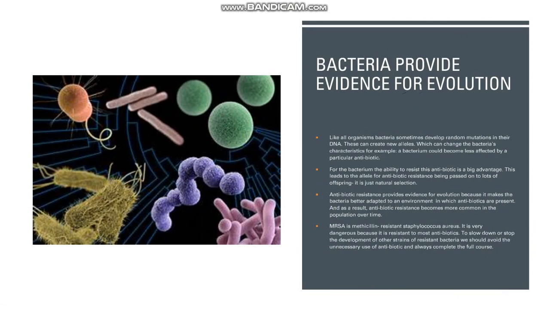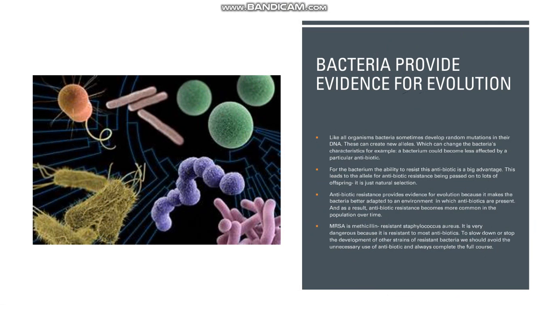Bacteria provide evidence for evolution. Like all organisms, bacteria sometimes develop random mutations in their DNA. These can create new alleles, which can change the bacteria's characteristics. For example, a bacterium could become less affected by a particular antibiotic. For the bacterium, the ability to resist this antibiotic is a big advantage. This leads to the alleles for antibiotic resistance being passed on to lots of offspring. This is just natural selection.